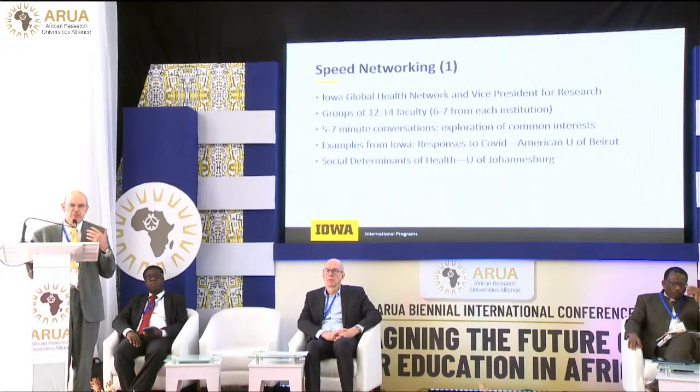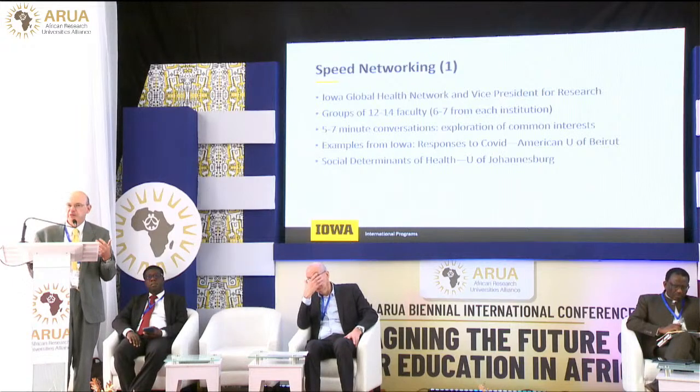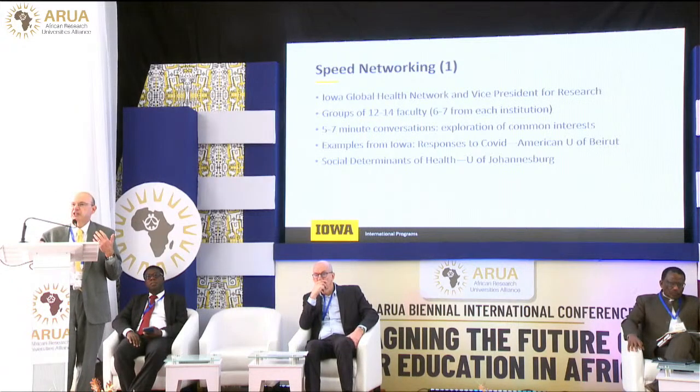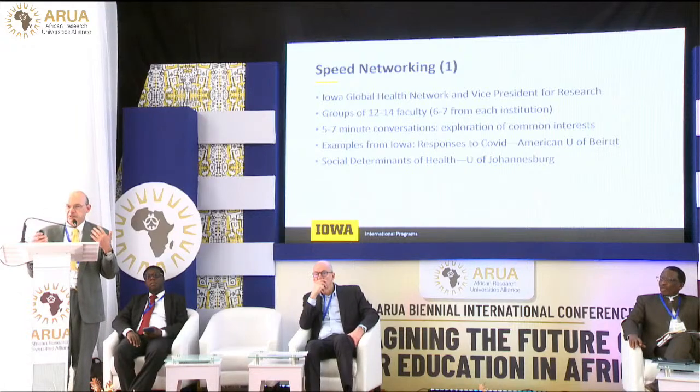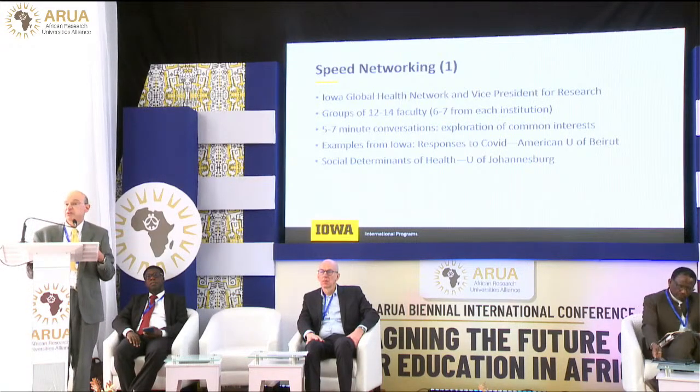Now, these particular examples come from our Iowa Global Health Network. The Iowa Global Health Network is a collection of faculty or staff from the health sciences. So at Iowa, that means the College of Medicine, College of Public Health, College of Dentistry, College of Nursing, and the College of Pharmacy. This is an affinity group of faculty that reports to my office, and we work in conjunction with our Office of the Vice President for Research.